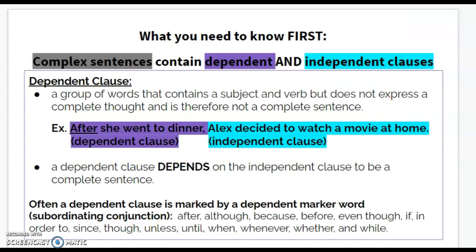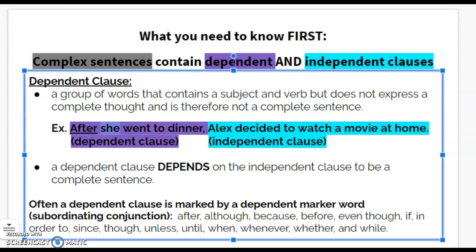All right, finally, last comma rule. We've talked about independent clauses and joining them to make compound sentences. We also have complex sentences. Complex sentences contain dependent and independent clauses. A dependent clause also contains a subject and a verb. I think I did my subjects in green, my verb in yellow. However, it's not a complete idea. What you see in purple here is my dependent clause: after she went to dinner. And then you get into your independent clause.